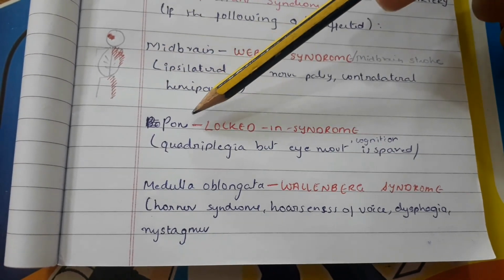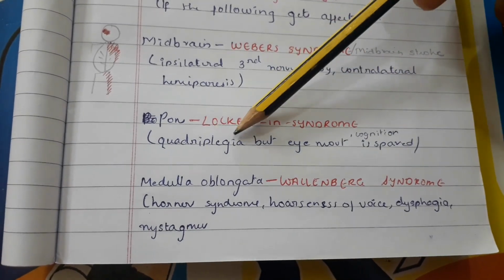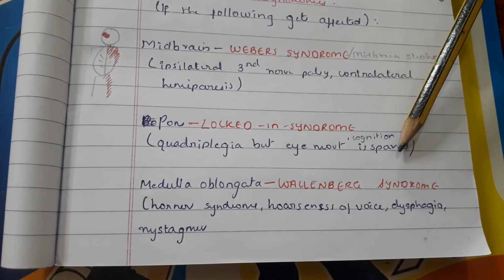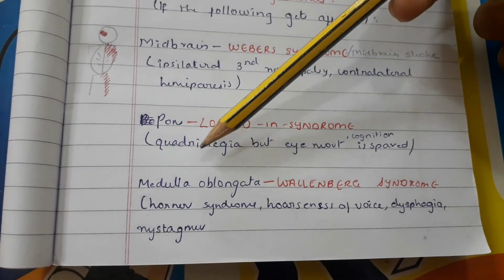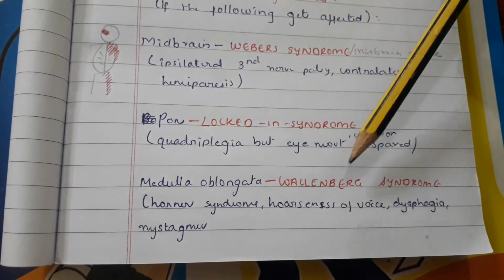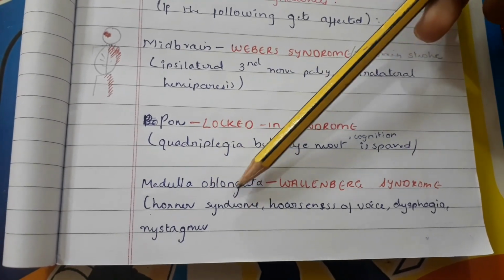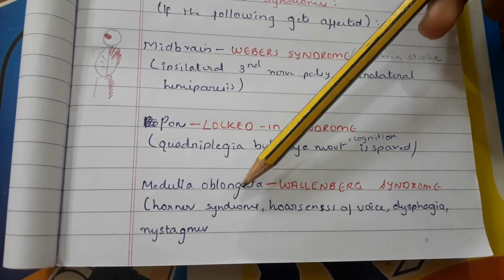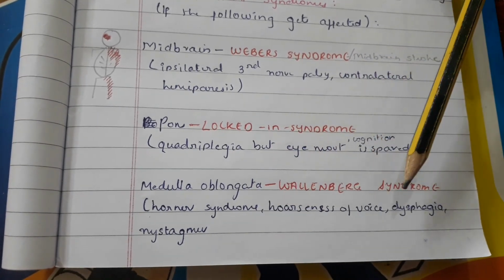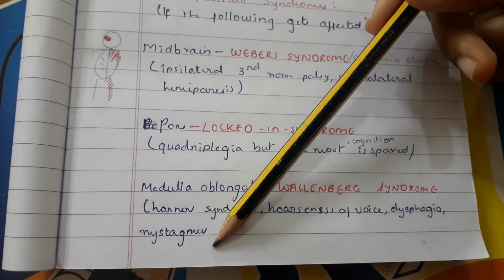If the pons gets affected, it is locked-in syndrome, which includes quadriplegia, but eye movement and cognition are spared. And lastly, the medulla oblongata. If the medulla oblongata is affected, it results in Wallenberg syndrome, wherein you see Horner's syndrome, which is characterized by miosis, ptosis, and absence of sweating, along with hoarseness of voice, dysphagia, which is difficulty in swallowing, and nystagmus.